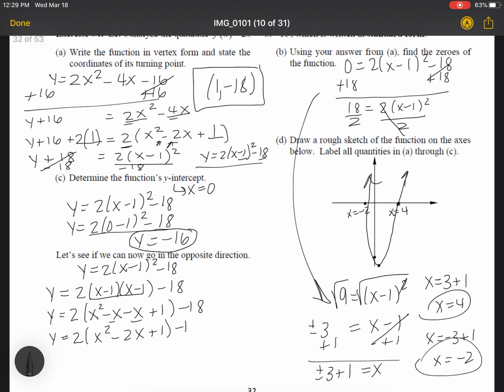So we get -2x. Now I'm going to distribute the 2 to get 2x squared minus 4x plus 2 minus 18. And finally, I'm going to combine these like terms to get 2x squared minus 4x minus 16. Hopefully you are noticing that's the exact same quadratic that we started with at the very top of this example.